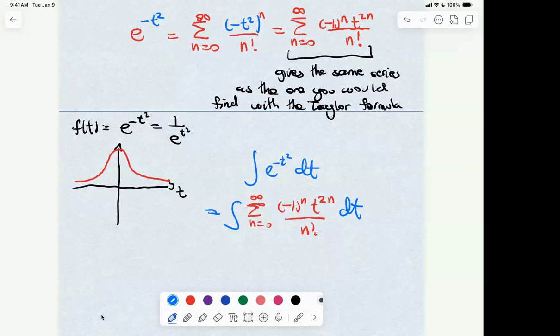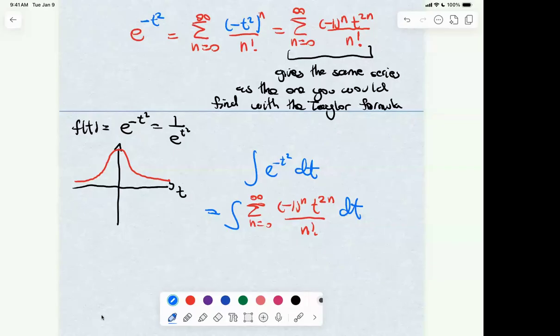And then the nice thing, and I believe we had talked about that before, the miracle about a power series is that you can integrate term by term. This is the amazing thing about a power series. So you can move the integral symbol past the sum, and then you just integrate t to the 2n, which is super easy to do because polynomials are easy to integrate.